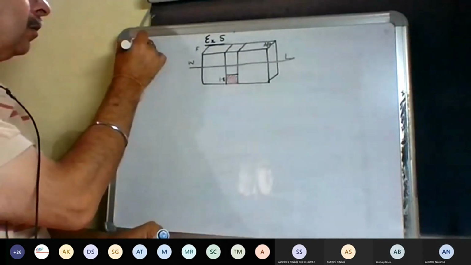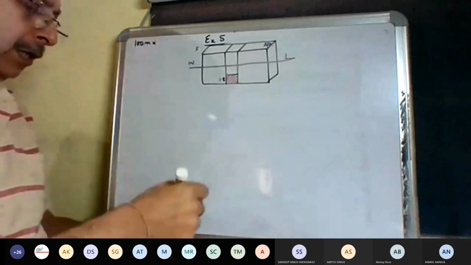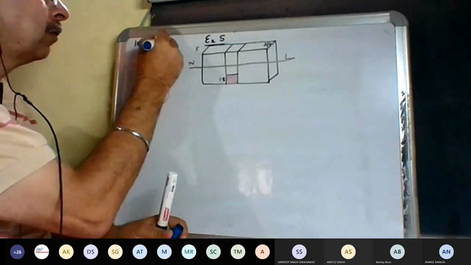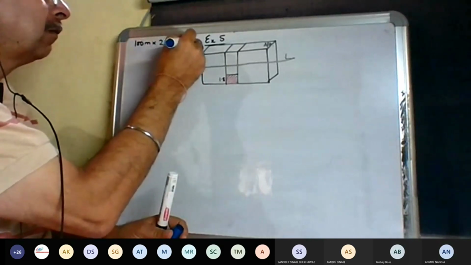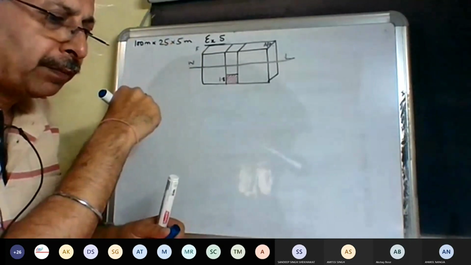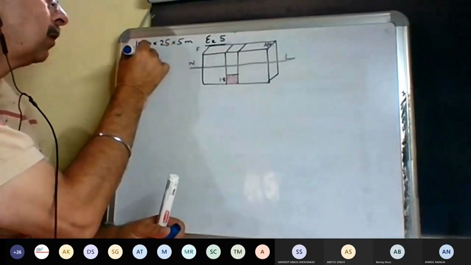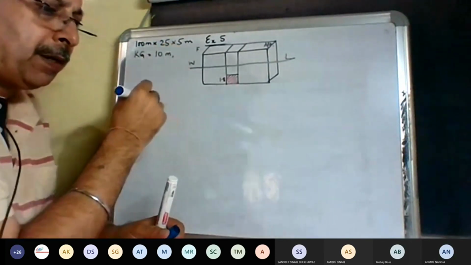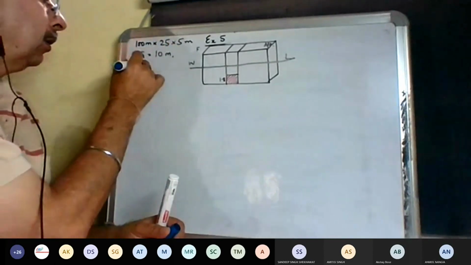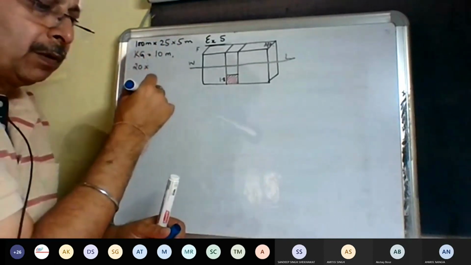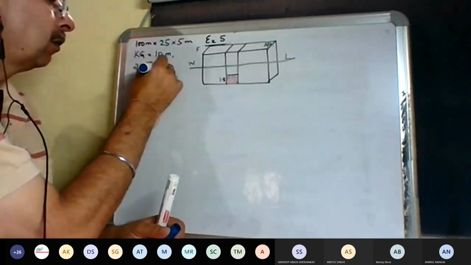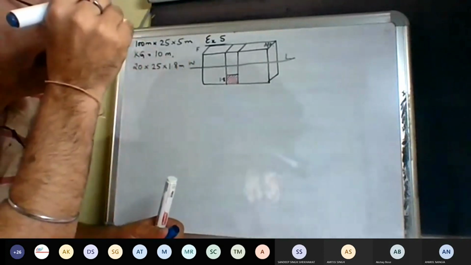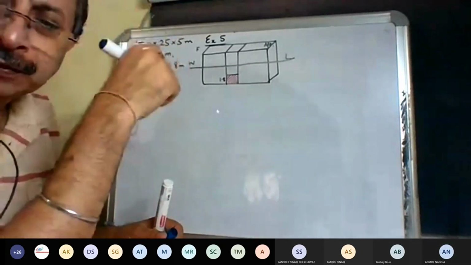So the vessel is 100 by 25 by 5, salt water. KG is 10 meters. Midship compartment 20 by 25 by 1.8 meter, full of salt water, is bilged. Find the GM before and after bilging.